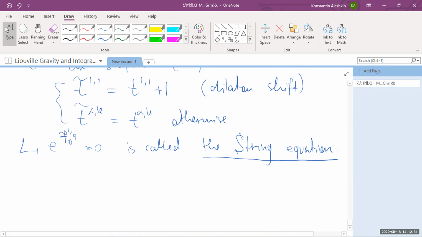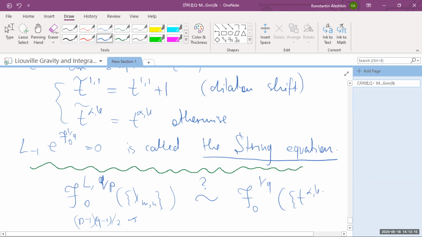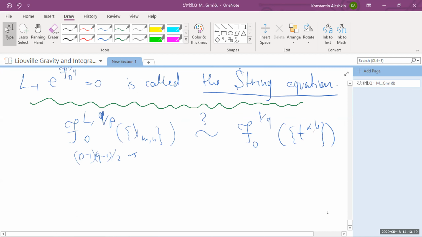Okay, and now we want to make some kind of comparison result. We introduced the quantities we need on two sides. One of them is F Liouville Q over P of lambda mn, where there are (P minus 1)(Q minus 1) over 2 of these variables. And on the other side, there is this genus 0 topological gravity correlation function, sorry, free energy, which depends on Q minus 1 times infinity variables.